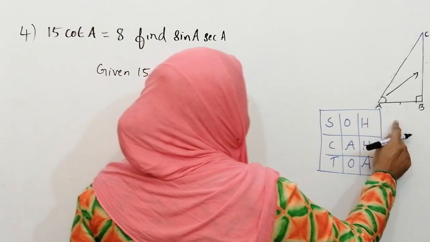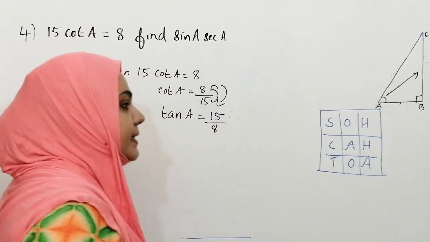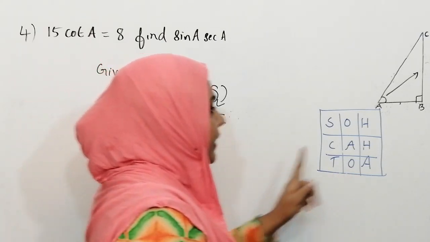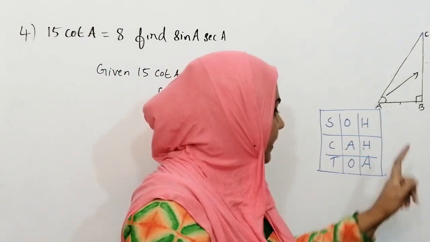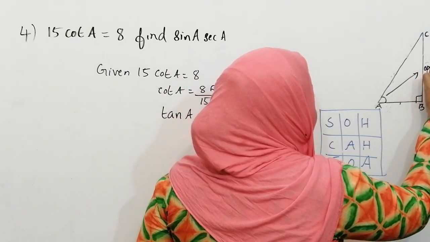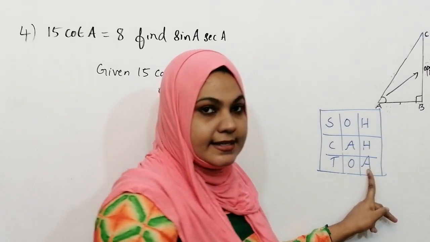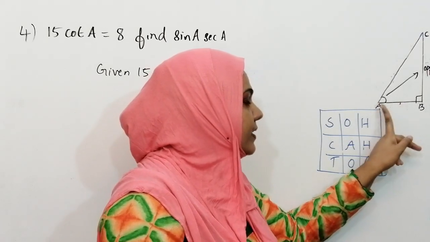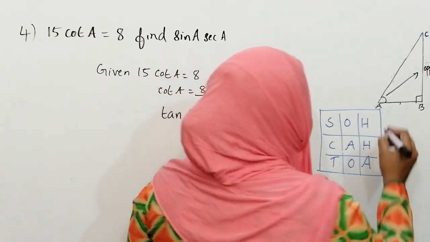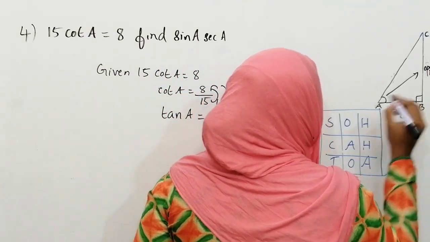In triangle ABC, right angle at B, A is our reference angle. You know that tan means opposite to adjacent. According to this reference angle, which one is the opposite side? BC is the opposite side. And which side is the adjacent side? The side which contains the reference angle and the 90 degree is known as the adjacent side. So this side is our adjacent side.